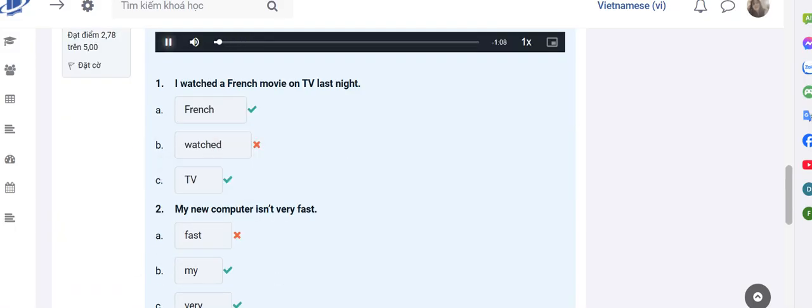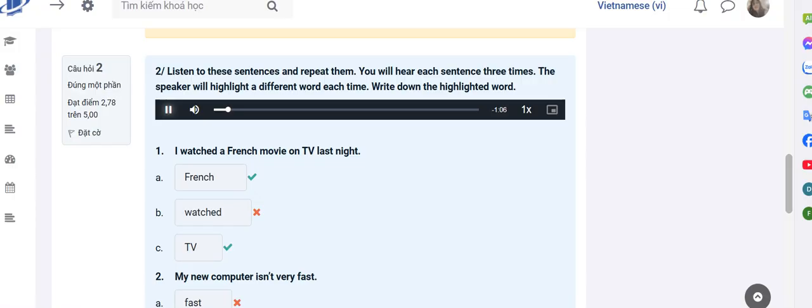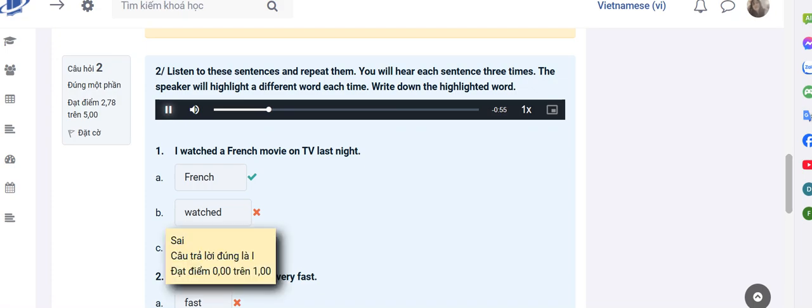Listen to these sentences and repeat them. You will hear each sentence 3 times. The speaker will highlight a different word each time. 1A. I watched a French movie on TV last night. B. I watched a French movie on TV last night. C. I watched a French movie on TV last night.